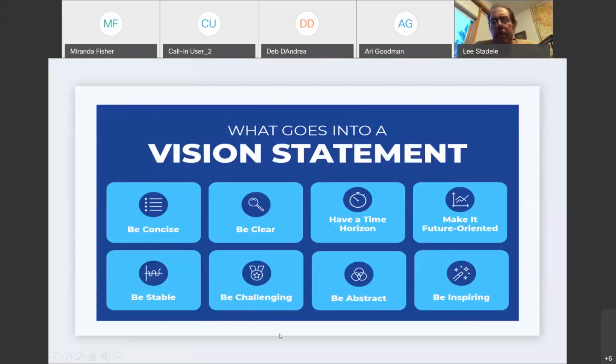All right, so for our vision statement, I just kind of added in this brief slide that when you're reviewing each other's vision statements, things to really assess is whether or not they're concise, clear, future-oriented, stable, challenging, abstract, and inspiring. So those are what we want to be sure we're kind of hitting, not necessarily all 8 components, but just making sure that we're really focusing on the vision and that there's a set idea of where we're going.